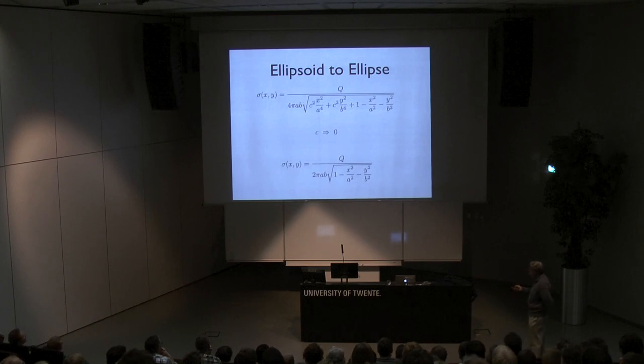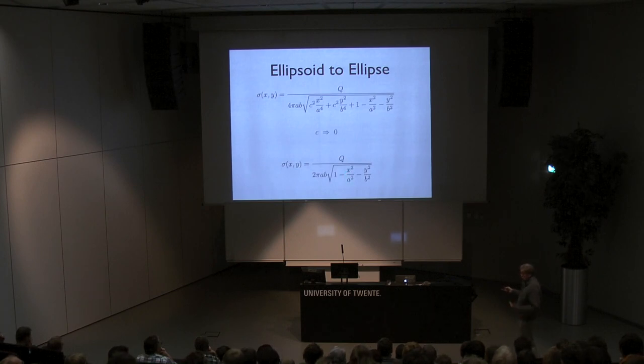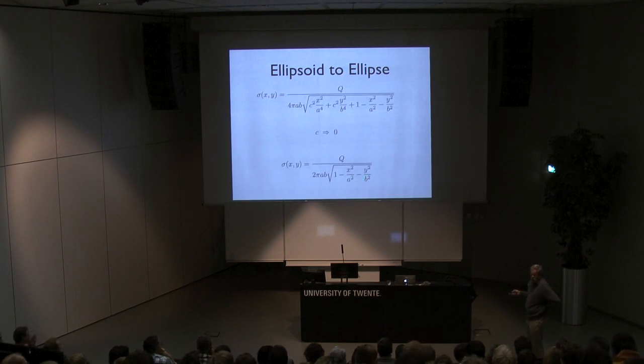You can extract from that several interesting cases. Suppose that A was equal to B, that would be a circular plate. So the charge density on a circular plate I can get from this. There are actually a number of different ways to get the charge density on a circular plate, but this is the cutest one, I think. So suppose that A was equal to B, and I might as well call that capital R, the radius of this circular disk.